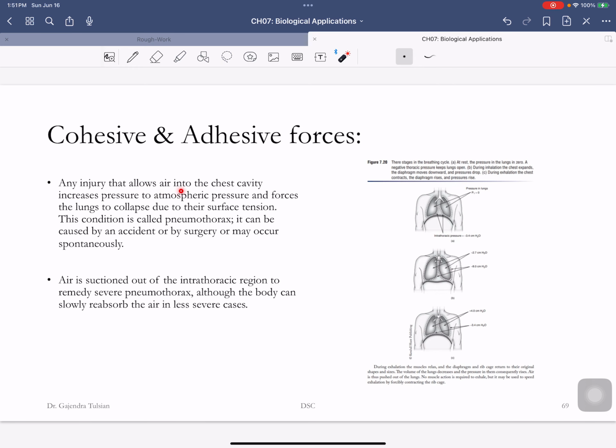Any injury that allows air into the chest cavity increases pressure to atmospheric pressure and forces the lungs to collapse due to their surface tension. This condition is called pneumothorax, and it can be caused by an accident or by surgery, or may occur spontaneously. Air is suctioned out of the intrathoracic region to remedy severe pneumothorax, although the body can slowly reabsorb the air in less severe cases.